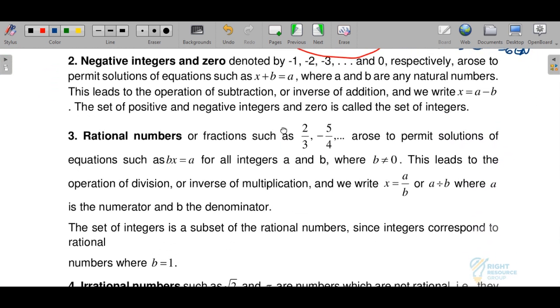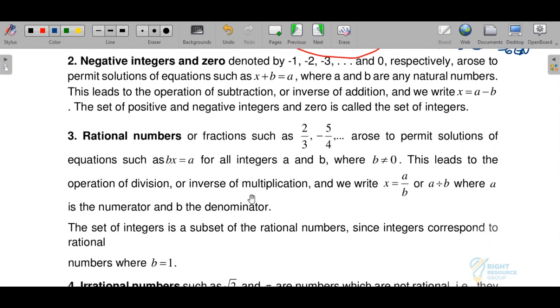Unlike the natural numbers, which form the positive integers, we also have negative integers. For instance, you have an equation of this form: a plus b equal to x plus b equal to a, and you have to find the value of x. x is going to be equal to what? a minus b.